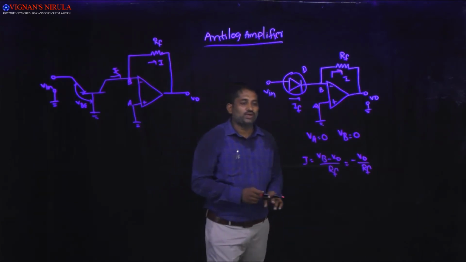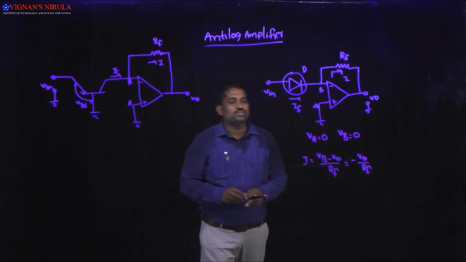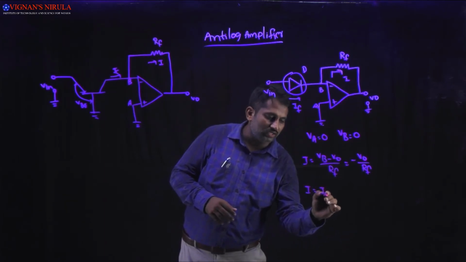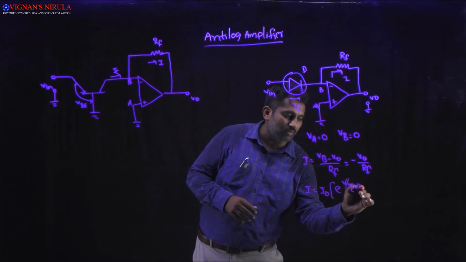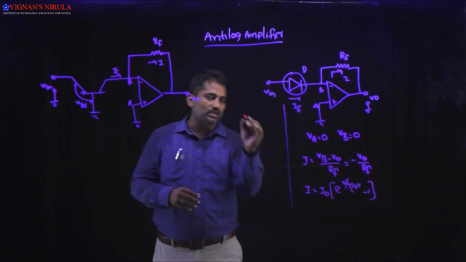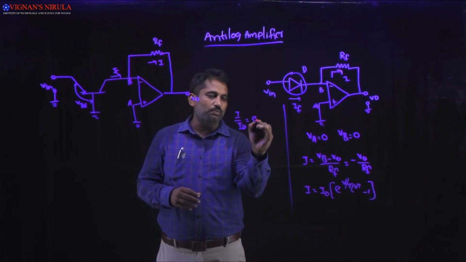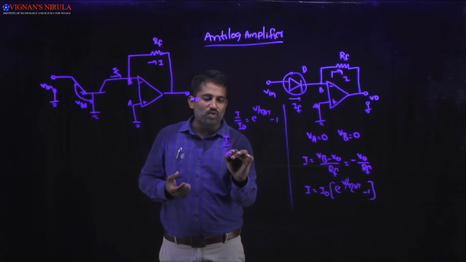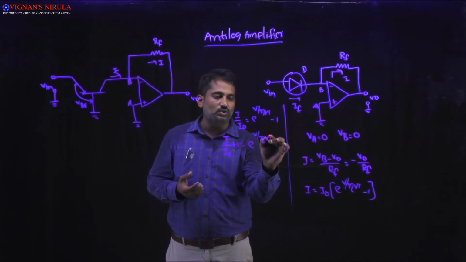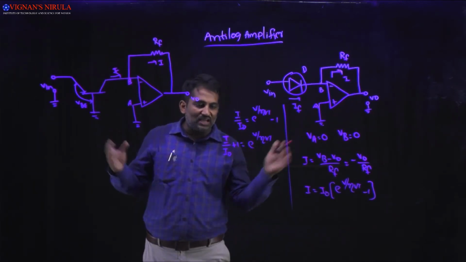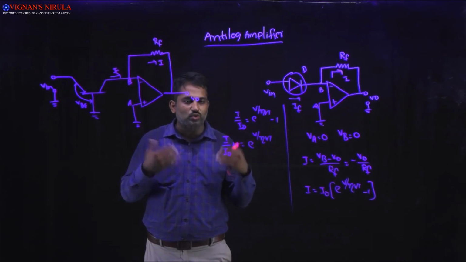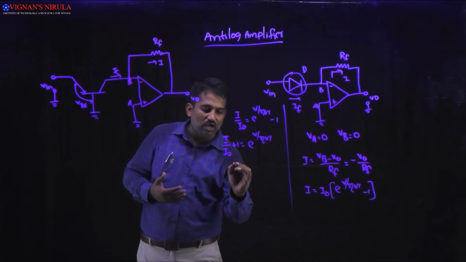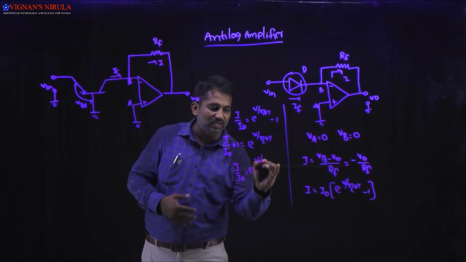Here the current passing through the diode is IF, and we all know the current equation for the diode: I is equal to I0 into e power V by eta into VT minus 1. From this, I by I0 will be equal to e power V by eta into VT minus 1, so I by I0 plus 1 will be equal to e power V by eta into VT. Since I by I0 is very much greater than 1, we can neglect the term 1. So I by I0 plus 1 is equal to I by I0, which will be equal to e power V by eta into VT.